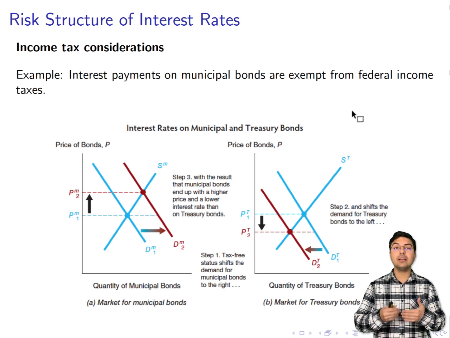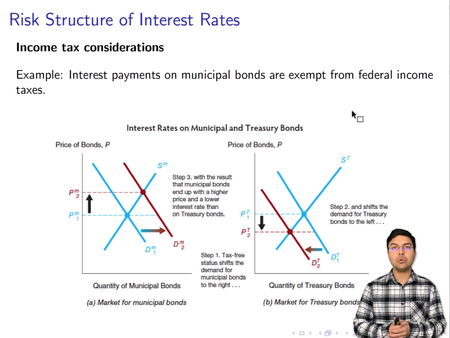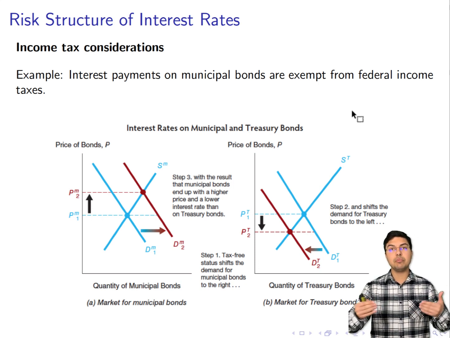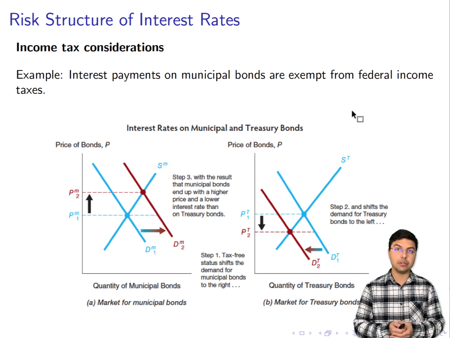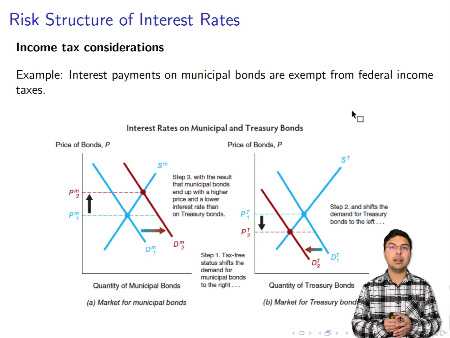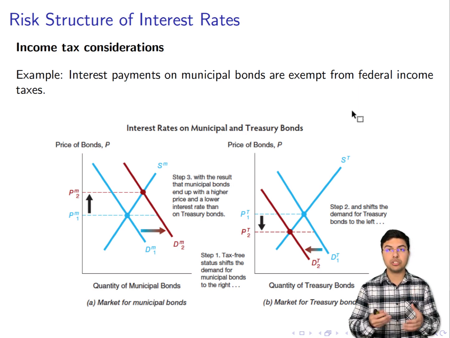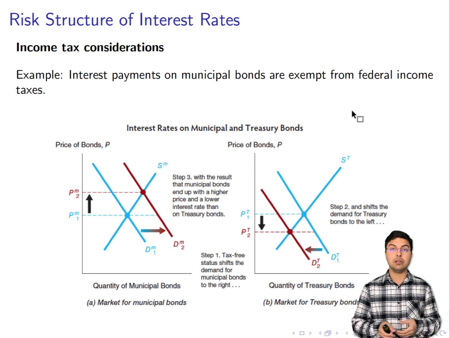Finally, we discuss how income tax considerations can also lead to two different assets with the same date of maturity having different rates of interest, okay? And the best example here is to compare US municipal bonds with US Treasury bonds. So on the left hand side, we have the market for municipal bonds, with the respective demand and supply curves. And on the right hand side, we have the market for US Treasury bonds, with the demand and supply curves for Treasury bonds.